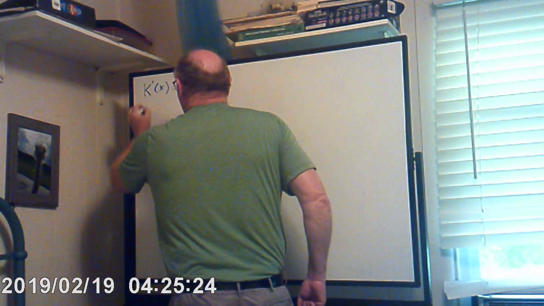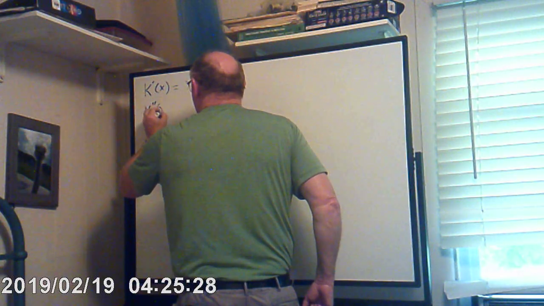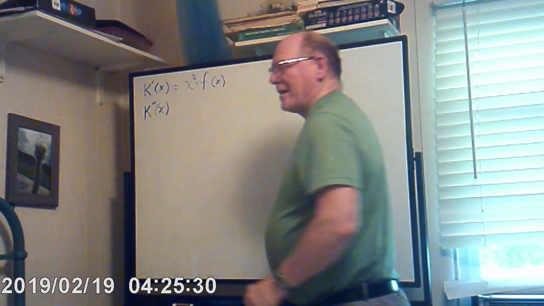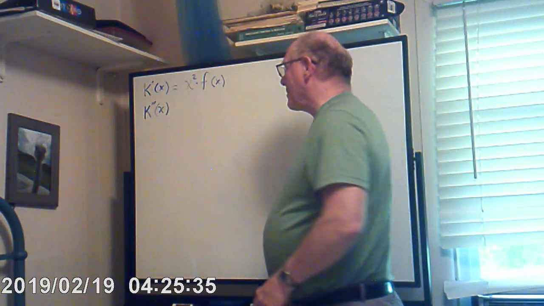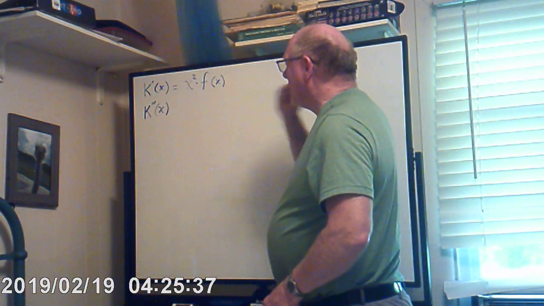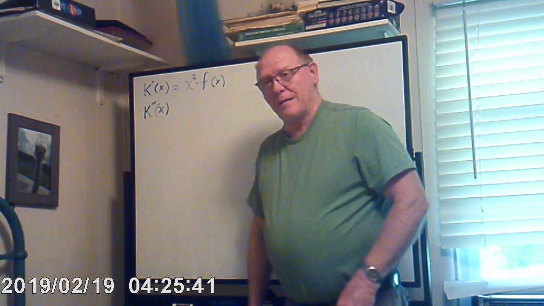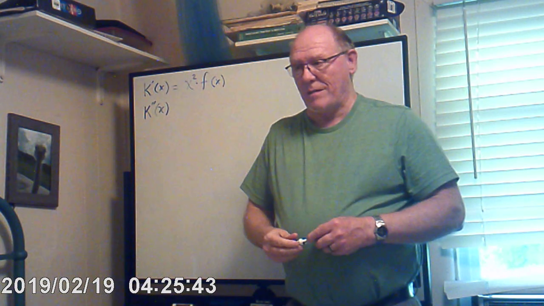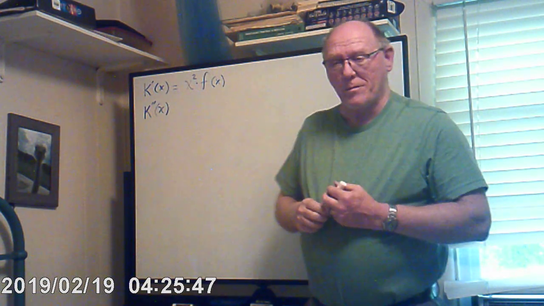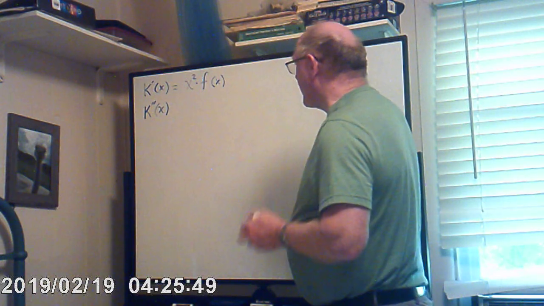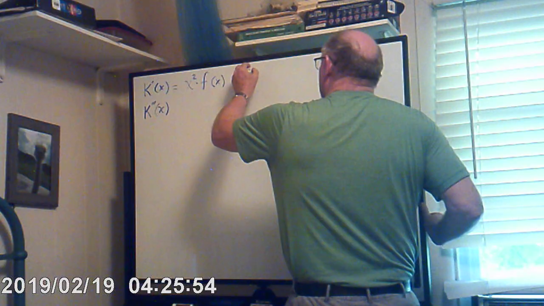So if we're going to find k double prime at 3, we've got to find k double prime at x. That means take the second derivative. And we're going to take the derivative of this. What do we do? It's a product here. So if you say, let's do the product rule, that's what we're doing.